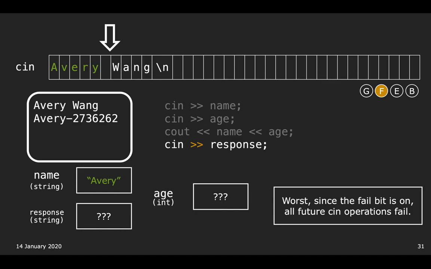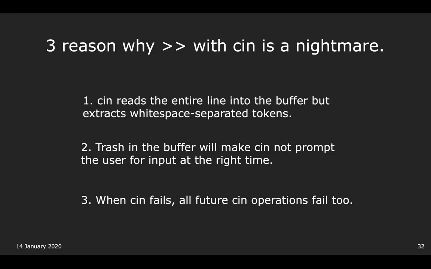Okay? So my summary slide, why cin combined with the extraction operator is a nightmare. One, cin, if you type in a full line, it puts a full line into the buffer. But when you try extracting stuff, it only extracts token by token. So even if you type in Avery Wang, the thing it extracts into your token is Avery.